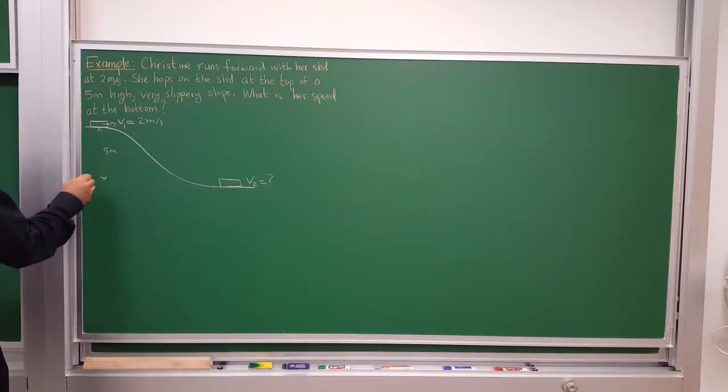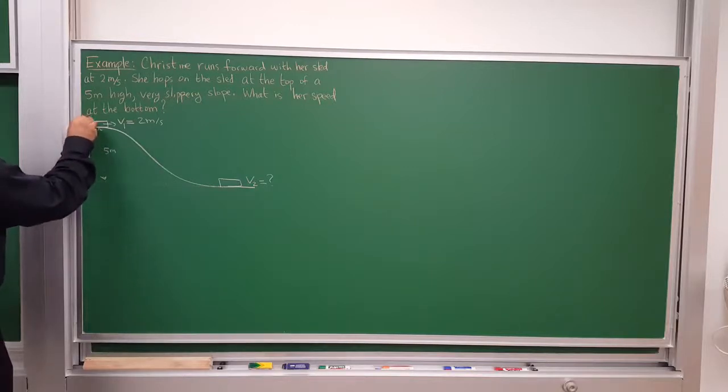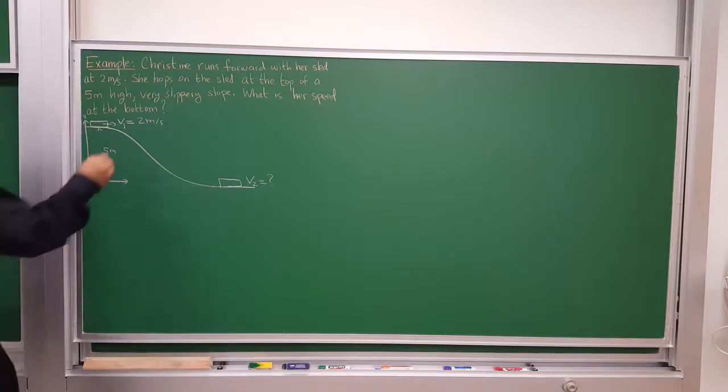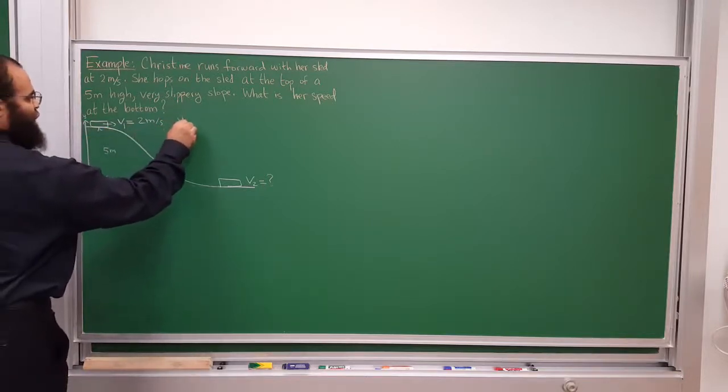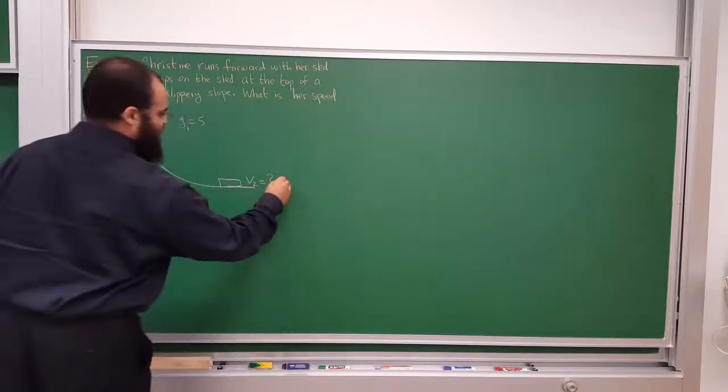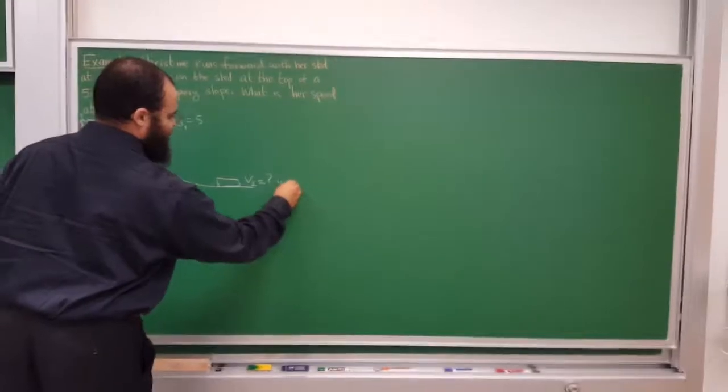I'm going to draw my axes. I'm going to call this Y, the y-axis. It looks like that. So I know that y1 is 5, and y2 here at the bottom is equal to 0.